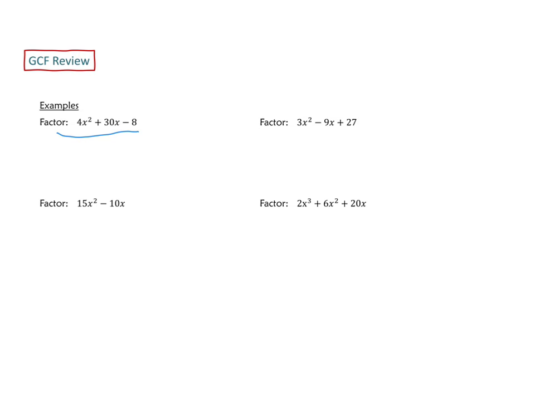plus 30x minus 8, we could write that as 2 times 2 times x squared plus 2 times 5 times 3 times x plus 2 times 2 times 2 times negative 1 for 8. And we could see that our greatest common factor, in other words, the biggest number that shows up in each one of our three terms, is a 2. So we can pull it out.